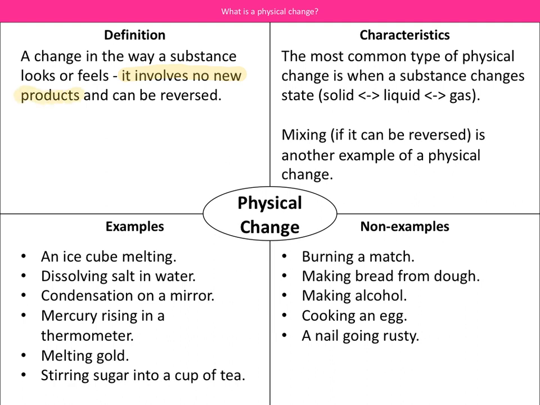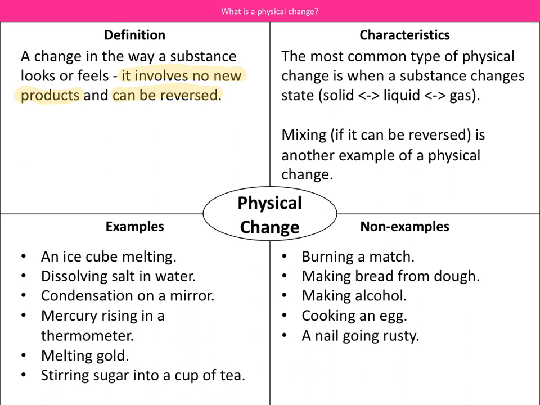So if you know that you've produced no new products, then that's got to be a physical change. Something that is always the case with a physical change is that you can reverse it. That doesn't mean it's simple to do, but it's something you're confident you can do.